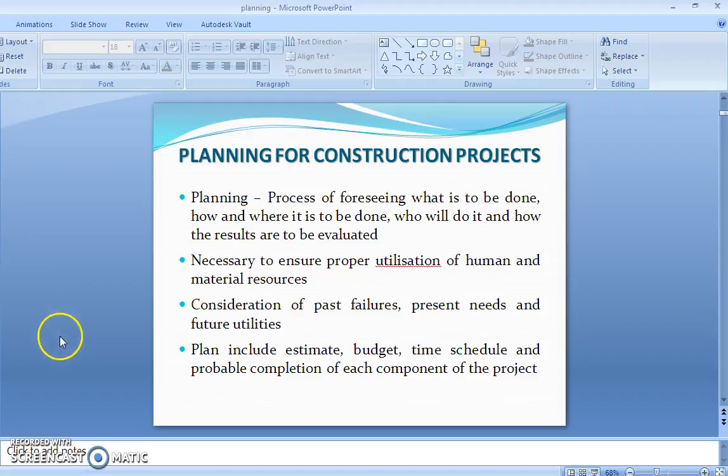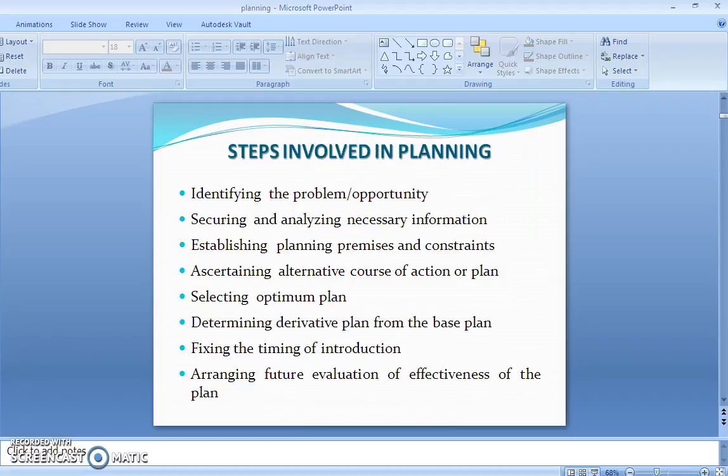So what's the necessity of planning in a construction project? As we know, it is very necessary to ensure proper utilization of human and material resources. And here we have to consider the past failures, present needs, and future utilities. The plan of a construction project includes the estimated budget of the project, the time schedule of the project, and when each component of the project is supposed to be completed.